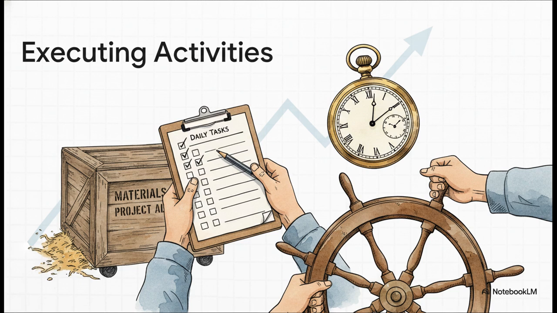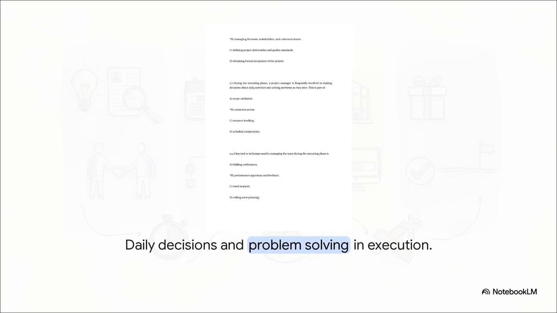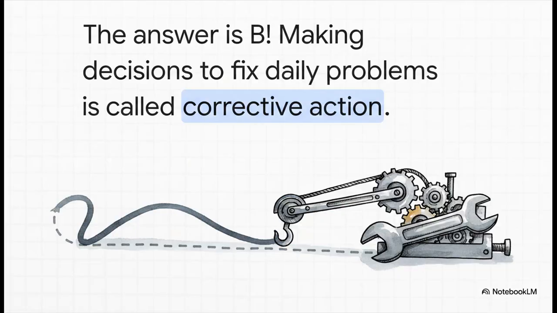You are actively managing your team, making sure materials arrive on time, constantly monitoring your progress against that schedule baseline, and most importantly, taking corrective action when things inevitably veer off track. Take a look at this scenario question from the source material. During the executing phase, a project manager is frequently involved in making decisions about daily activities and solving problems as they arise. This is part of, what is this technically called? The correct answer here is B, corrective action.